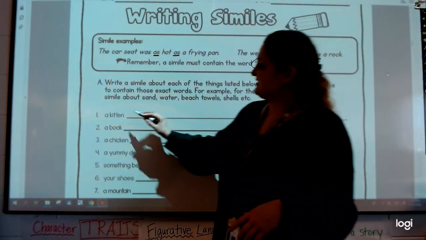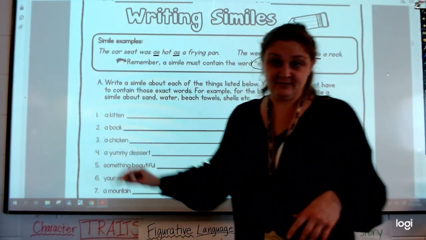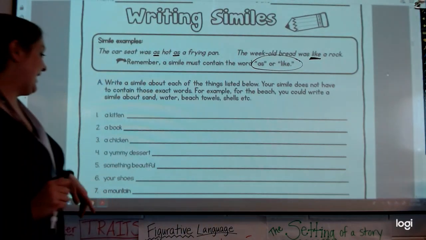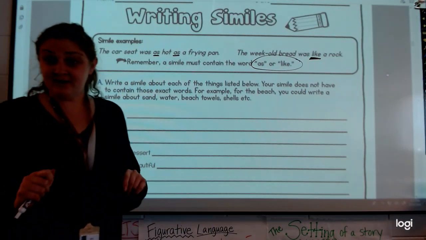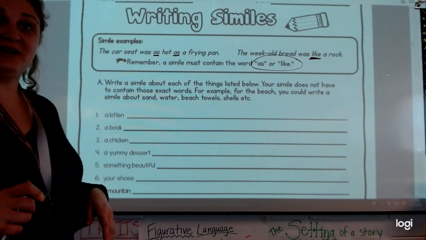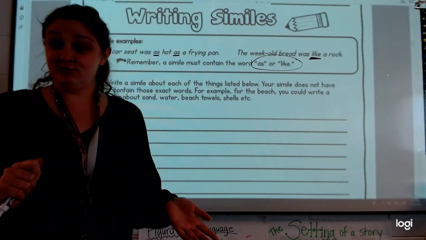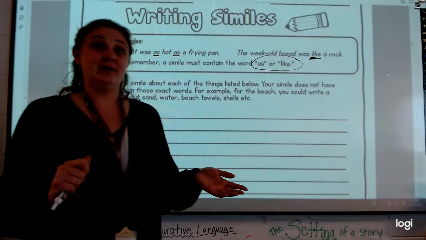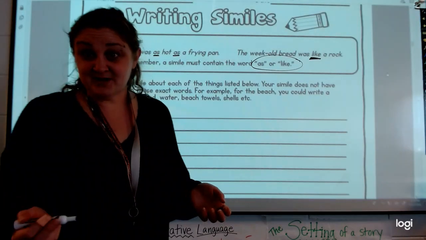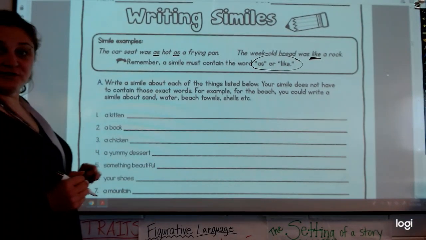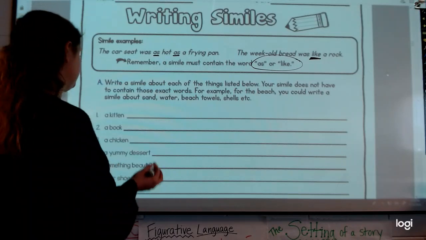So we need to write a simile, something about a kitten, which is easy for me. I have a kitten at my house right now. So I'm going to talk about how silly my kitten is. I'm going to compare it to something silly. You could also talk about a kitten being cute, comparing it to something cute. You could compare a kitten to a baby. They're kind of helpless sometimes. So whatever you want to compare your kitten to, you can go ahead and write your own sentence, or you can borrow some of my ideas.